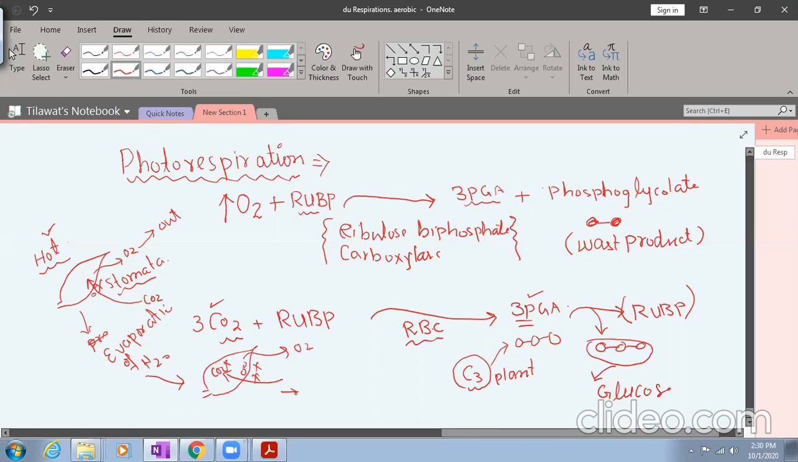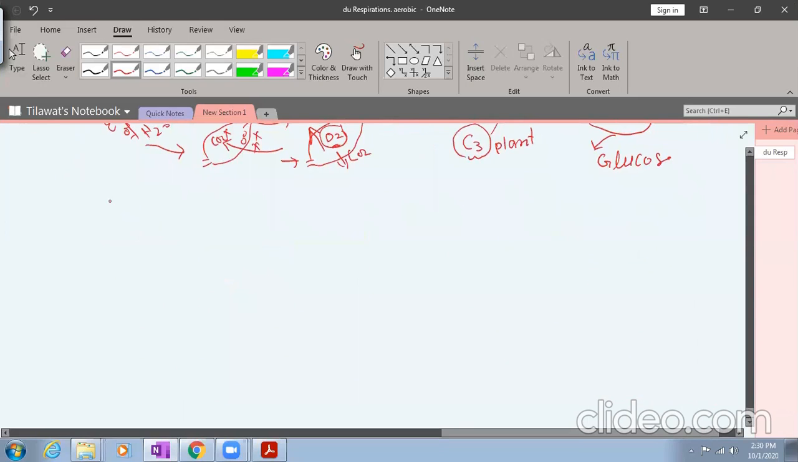In hard conditions, light intensity is also more. It means the light reaction is happening at a very high rate. So the oxygen that is produced will accumulate in what? In this plant part. It means oxygen concentration increases relative to carbon dioxide. Am I clear? So what will happen? This ribulose bisphosphate carboxylase enzyme, right? Ribulose bisphosphate carboxylase.